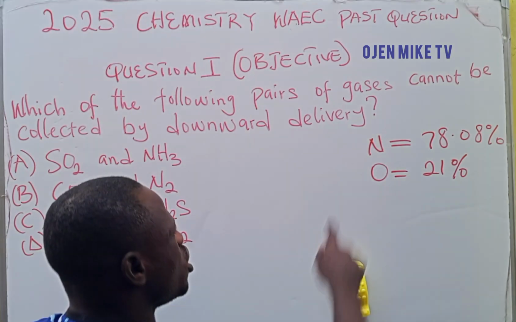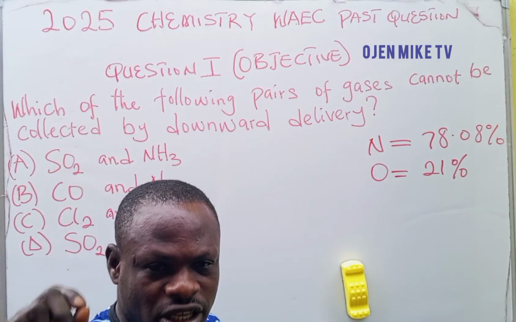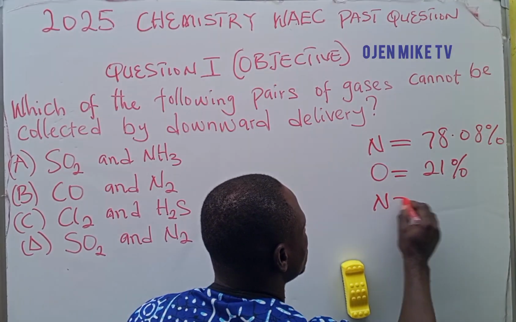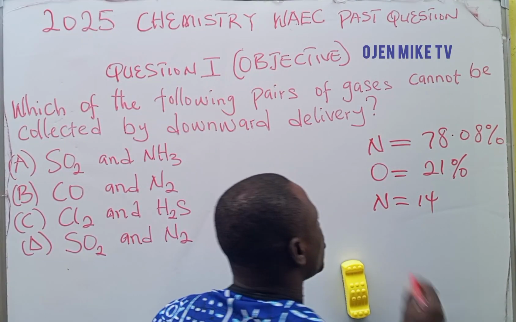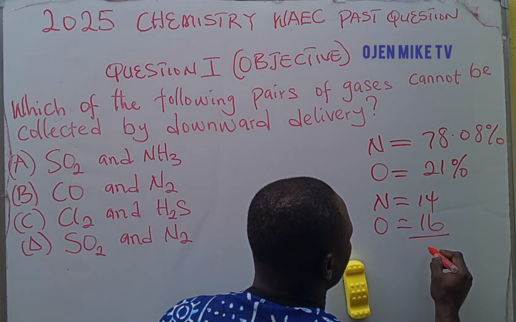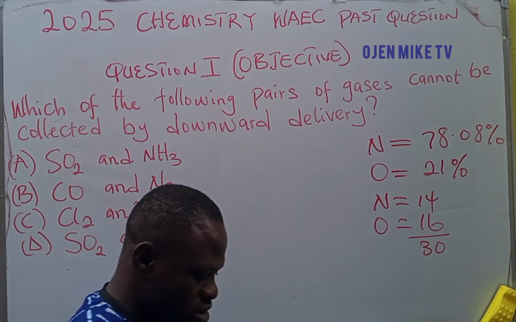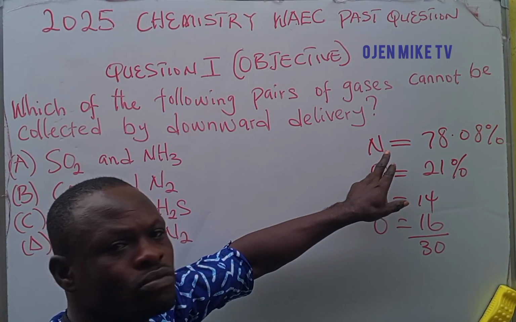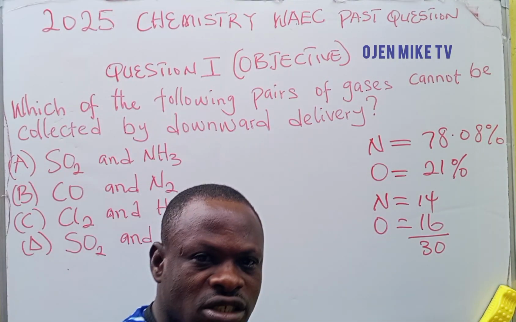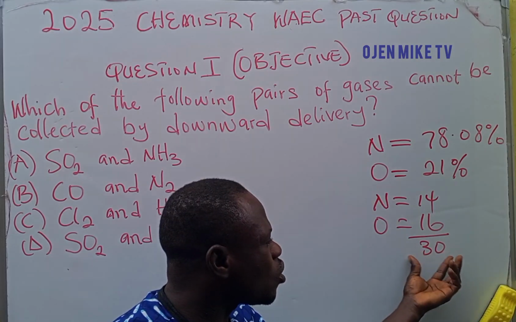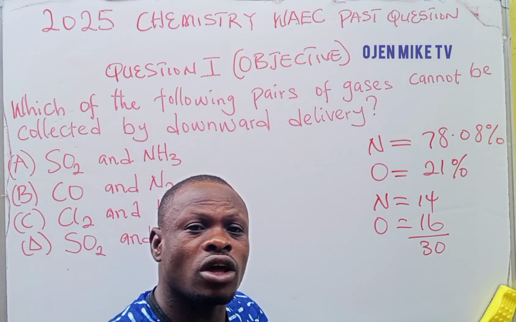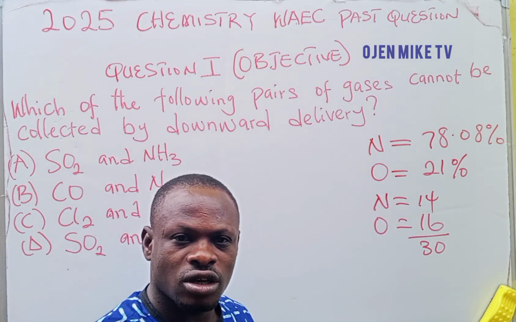You get that? Now, if nitrogen and oxygen are the two major things that comprise air, what is the molar mass of these two? Nitrogen has atomic mass of 14. Oxygen has atomic mass of 16. If you add these two together, they give you 30. So the relative molecular mass of nitrogen and oxygen gives you 30. Any gas that has a molar mass bigger than 30 can be collected using downward delivery. Is that understood?